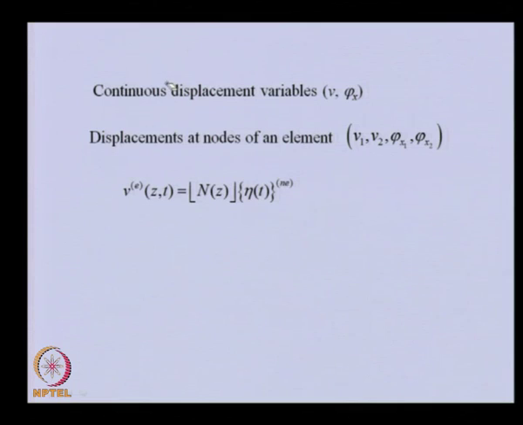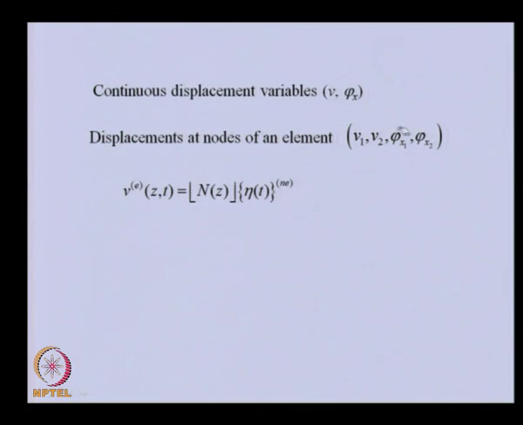Now, when we consider the continuous system, the continuous displacement variables we had were the linear or translational displacement and the slope. Now, for this particular element, we have two nodes, and at the nodes we have 4 variables. These are the field variables for one element. So, 2 are translational and 2 are slope.